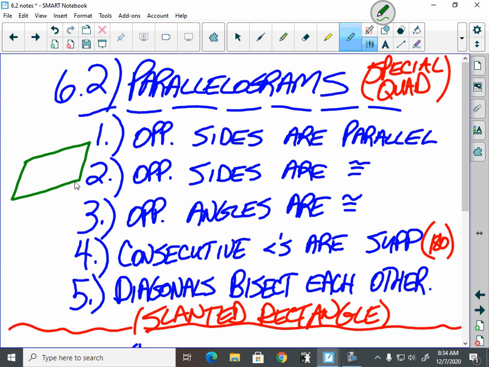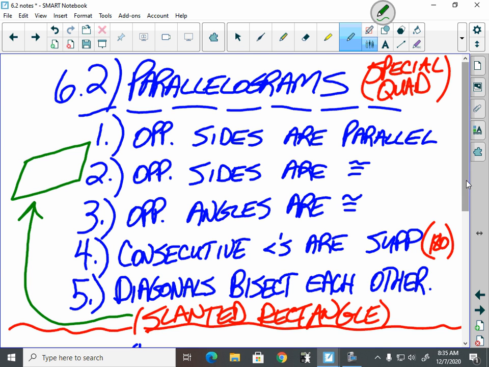That's a parallelogram. It's a slanted rectangle. Oh, that's what a slanted rectangle looks like. Yeah, that's what it looks like. Here are the properties of a parallelogram. Opposite sides parallel, opposite sides congruent, opposite angles congruent. Consecutive angles are supplementary. Ooh, that's a new one. Diagonals bisect each other. You remember that word bisects. Go ahead and write those down.